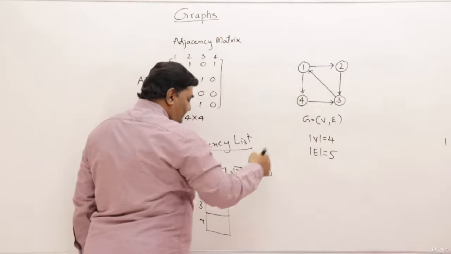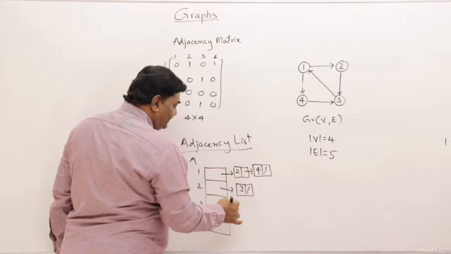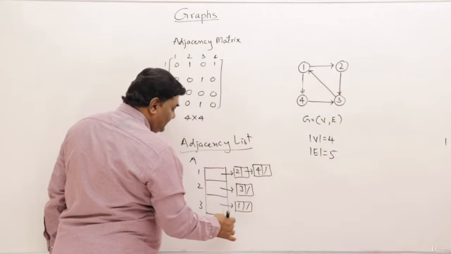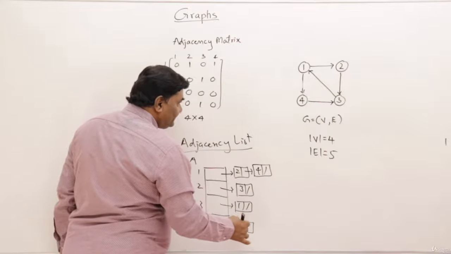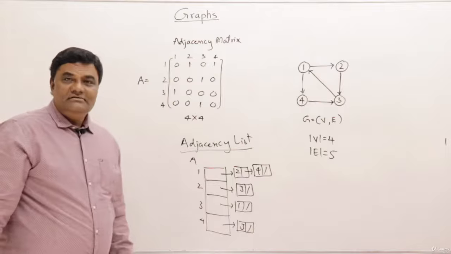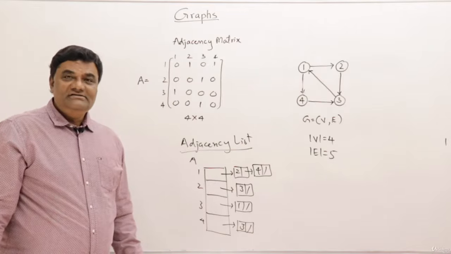Then for 2, there is only one vertex, that is 3. And for 3, there is only one vertex, that is 1. And for 4, there is only one vertex, that is 3. That's all. This is the adjacency list.